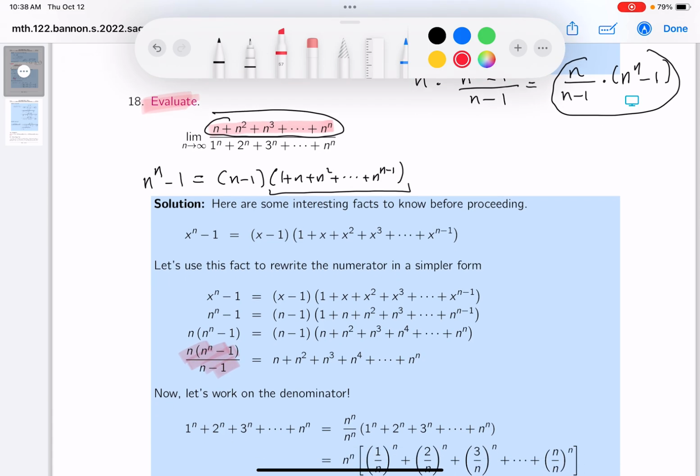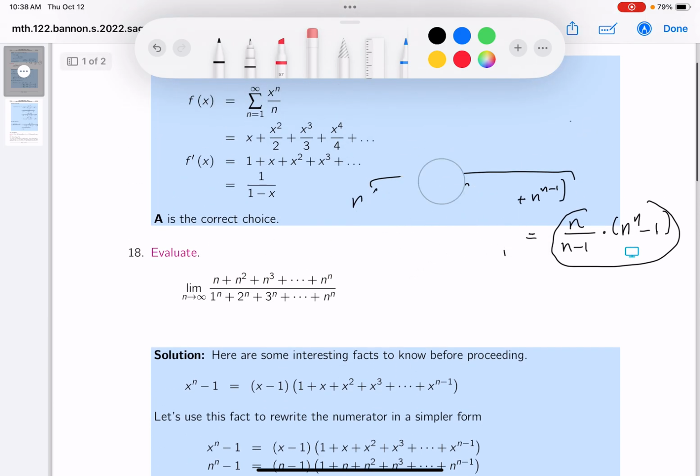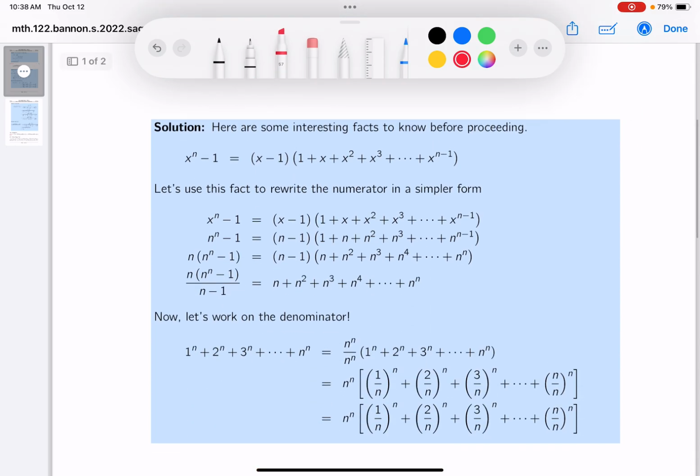And I'm going to say the top, there's not much I can do about it at this point. The top looks like it really became very simple, right? Very simple. And remember what the top became? It became this thing over here. That's the top. Now let's look at the bottom.